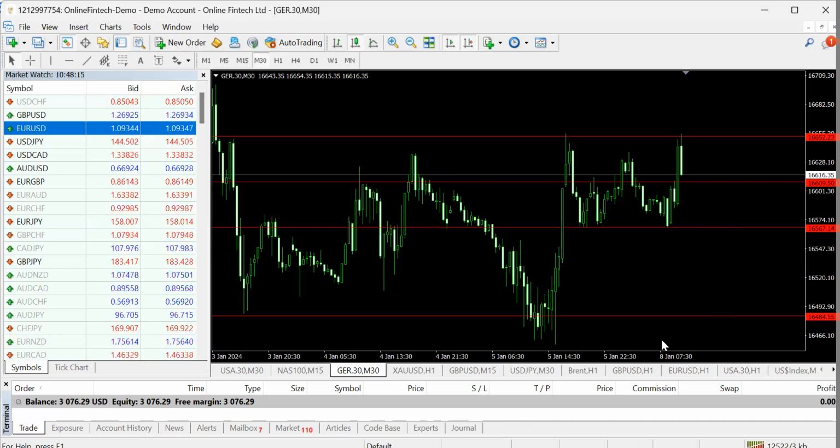So here's another instrument, the GER30. I'm anticipating a sell from where it is now all the way to 16,464.